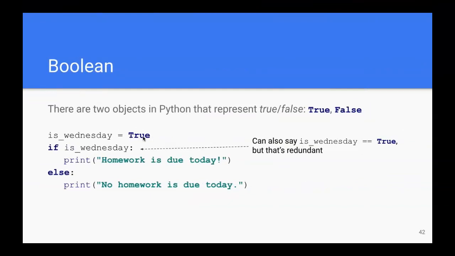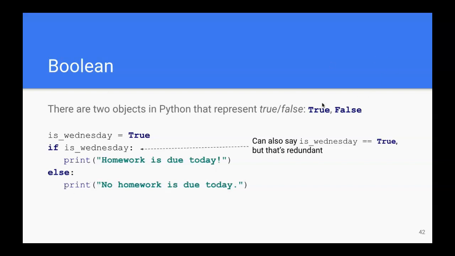Okay, you can literally say, this variable is Wednesday, it's true. Now, if it is true, if it is Wednesday, then it says homework is due today. If is Wednesday is false, then homework is not due.